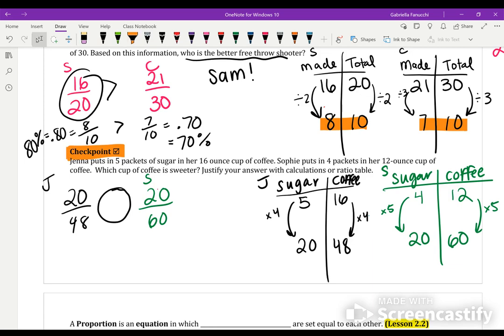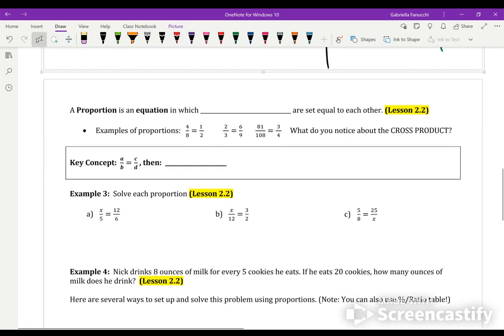okay? All right, so a proportion is an equation in which two ratios are set to equal each other. Examples of proportions would be 4/8 is equal to 1/2, right? It's just broken down. 2/3 is equal to 6/9. 18/24 is equal to 3/4. What do we notice about the cross product? Okay, the cross product is when we cross multiply, right?